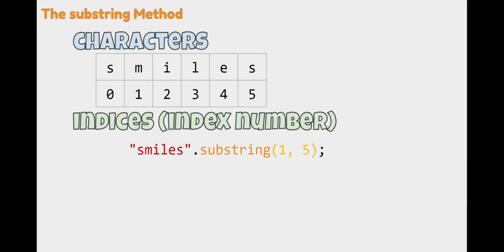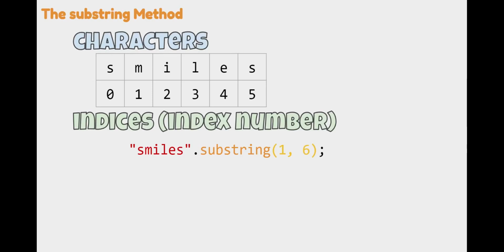Another example, we have the string smiles with the index numbers listed underneath them. We have a code sample where we have the string literal smiles. We are calling the substring method. We are passing in the actual parameters 1 and 5. 1 is where we begin, so we will include the character at 1. We go up to, but we do not include the character at 5. We stop at 5. That statement will evaluate to the string literal mile.